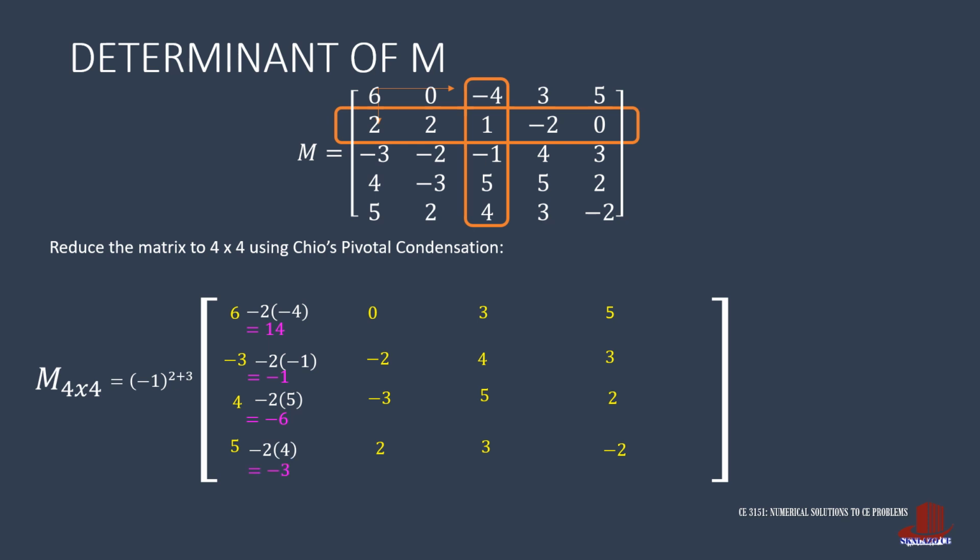For the second column, 0 on top is subtracted by 2 times negative 4, bringing about 8. The next is negative 2 minus 2 times negative 1, simplified as 0. Then there is 3 minus 2 times 5, which makes negative 13. And lastly, there is 2 minus 2 times 4, making negative 6.